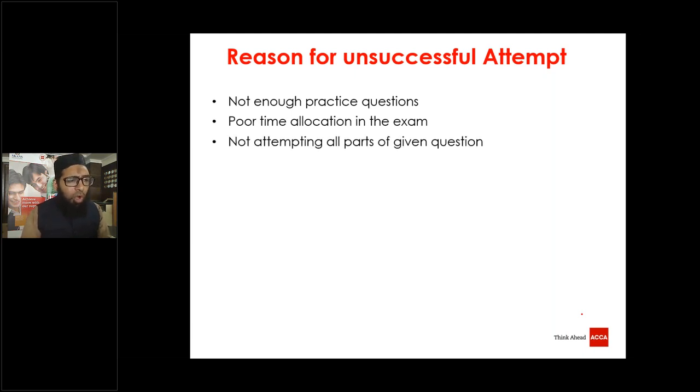Then not attempting all parts of given questions. So sometimes what happens is that as a candidate, we don't know which is to answer or what is the answer of a certain part. We don't know that. So now it is important that we at least try to solve such a part. Although such a part should be attempted at the end of your exam.